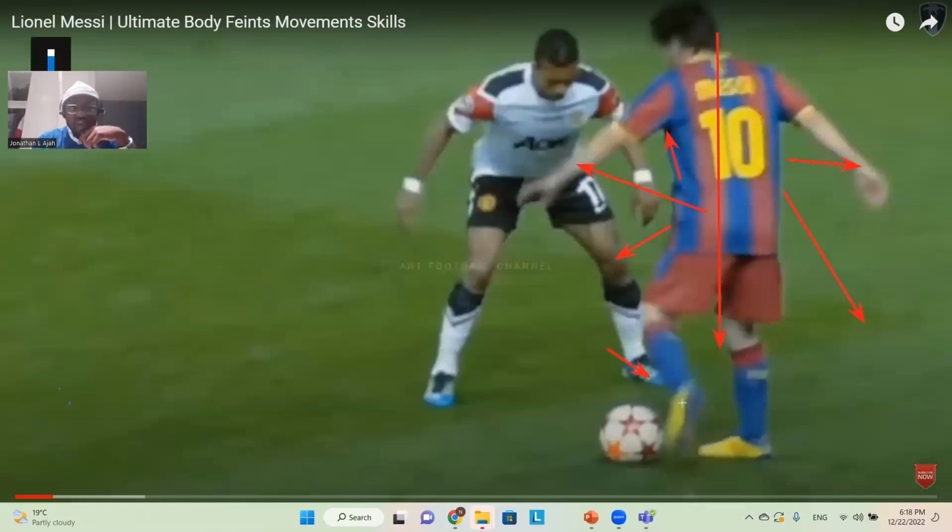Now, if you look at the ankle of Messi, you have here the bending of the ankle that way. Back, okay, that way. That is called dorsiflexion. So we've analyzed the movement in this player.